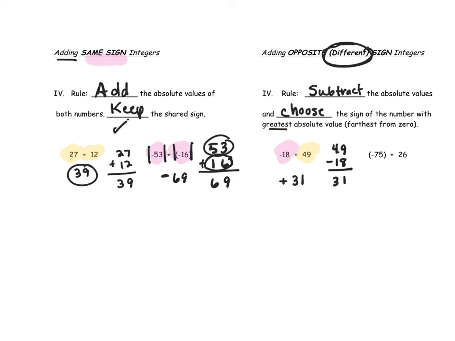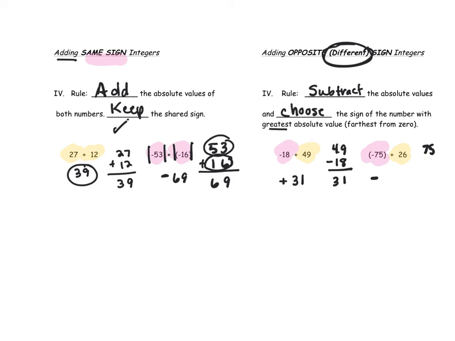When I look at the next example, I see negative 75, and then I see positive 26. So I can tell that the number with the highest absolute value this time is negative 75. So I'm going to start with its absolute value. I'm going to write 75. And I can tell that the sign is going to be negative because I'm going to have leftover negatives if I modeled this with counters or chips.